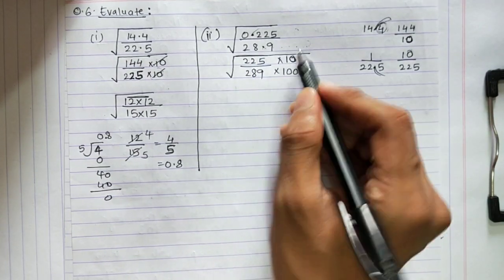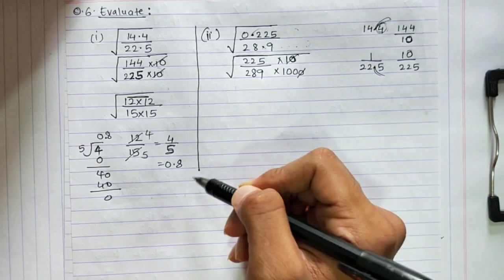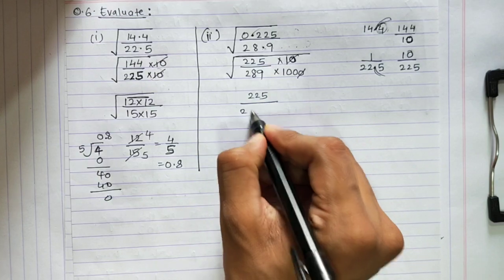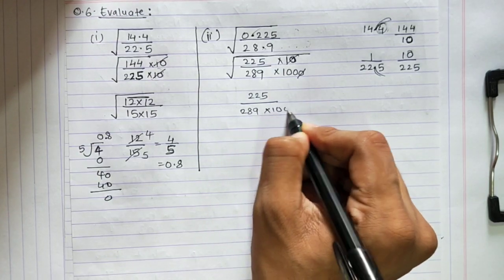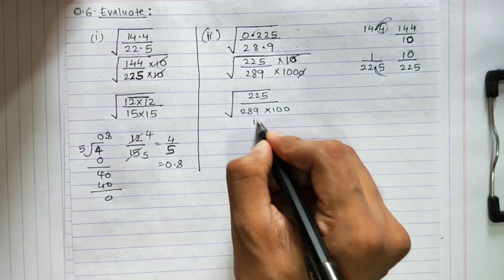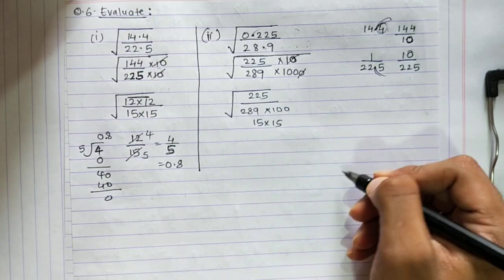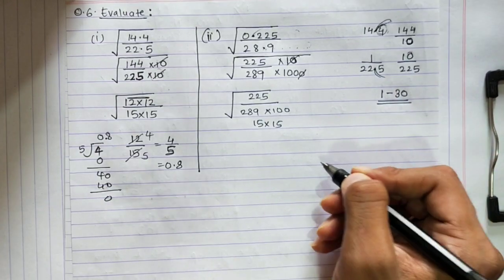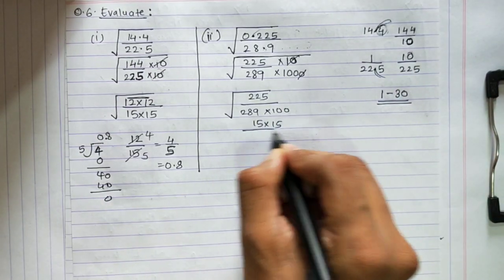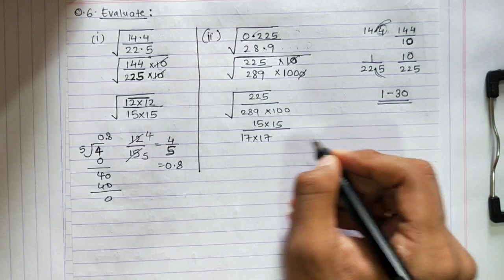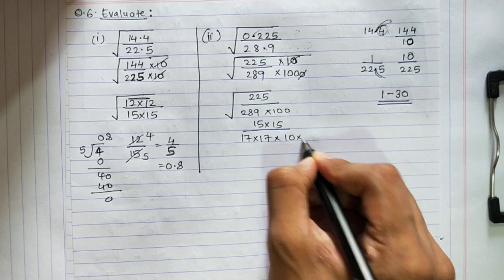Now we'll make the cancellation. This 10 and this 0 will get cancelled. So what is remaining finally? 225 upon 289 into 100. Now this 225 is nothing but 15 into 15. I have told you to learn the squares from 1 to 30. You must know the squares from 1 to 30. 289 is 17 into 17, and 100 is 10 into 10.